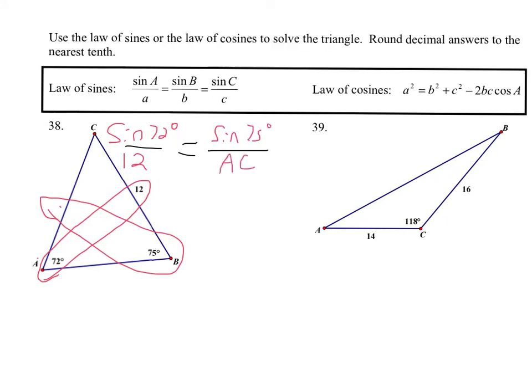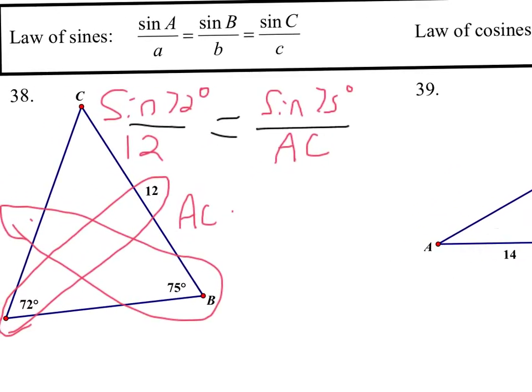So we're only setting up two fractions. I know it has all three in the formula. That's just telling you that you can pick any of the three. We just had to pick two out of the three. So now let's cross multiply. On one side, we're going to have AC times sine of 72.